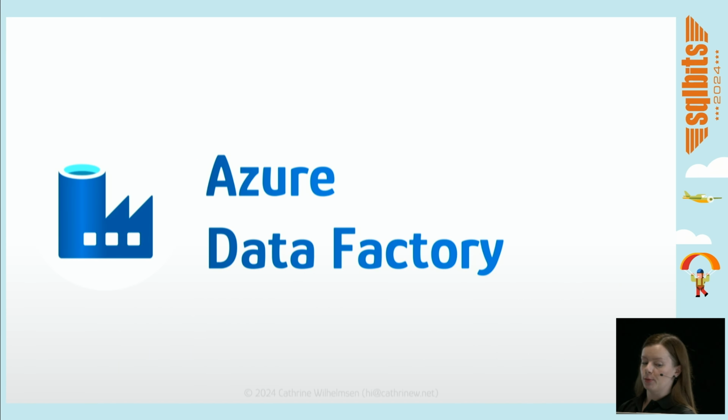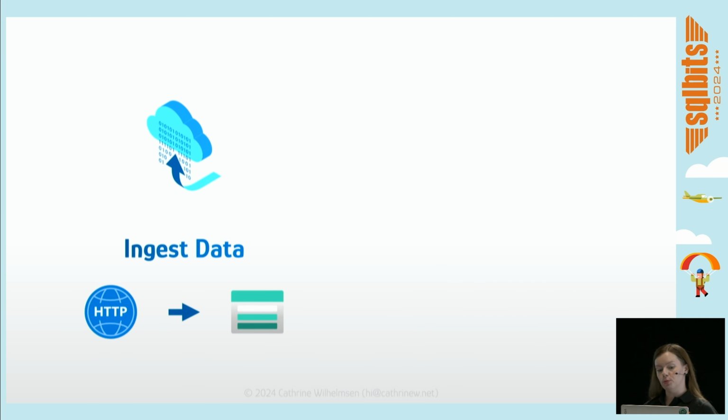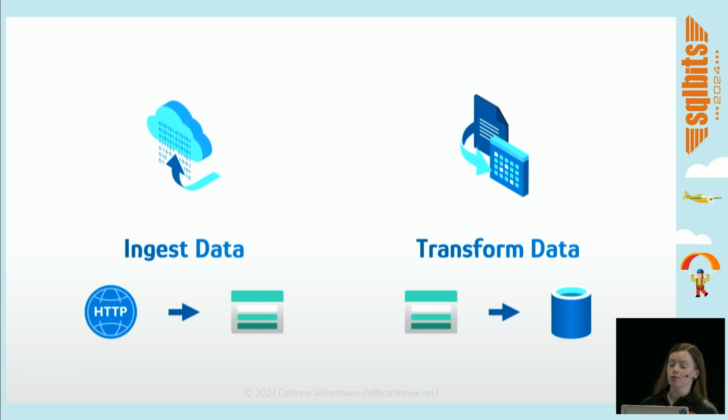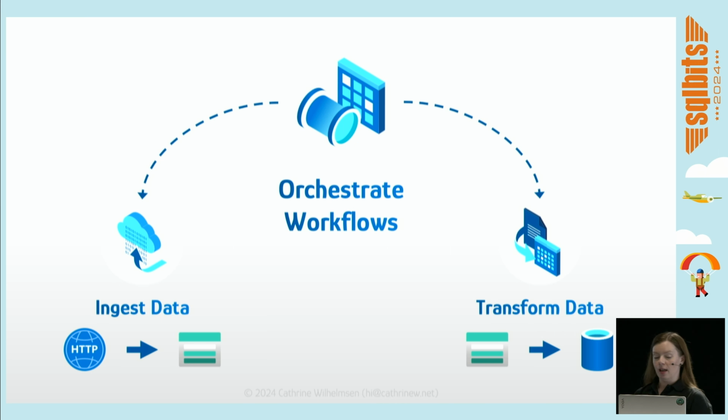Let's get into it. So we'll start in chronological order here. Let's start with Azure Data Factory. Azure Data Factory is a standalone service, and you use it for data integration, for workflow orchestration, and for scheduling. And inside of Azure Data Factory, you can do 2 main things. The first one is to ingest data from a source to a destination or a sink, and you can also transform that data. In addition to that, you also have the orchestration and scheduling capabilities. That is pretty much what Azure Data Factory does, and it is really, really good at it.